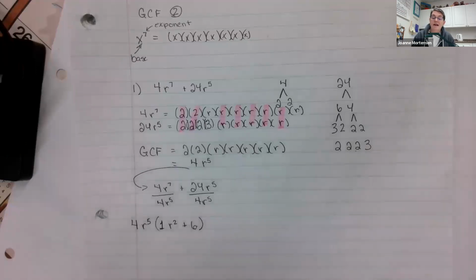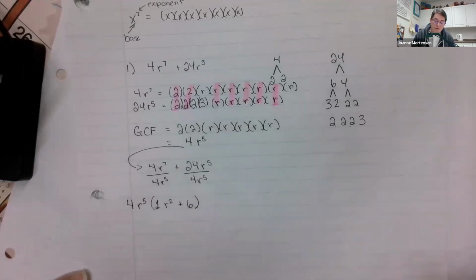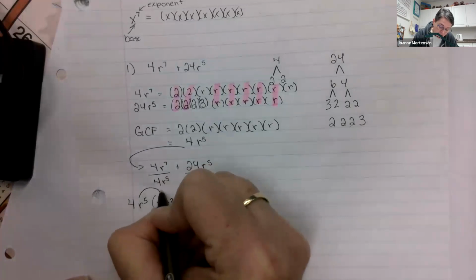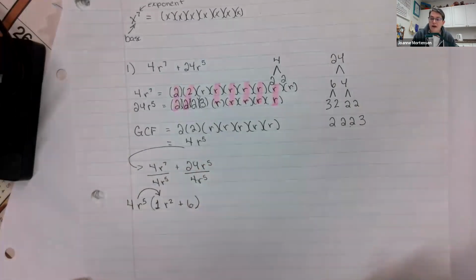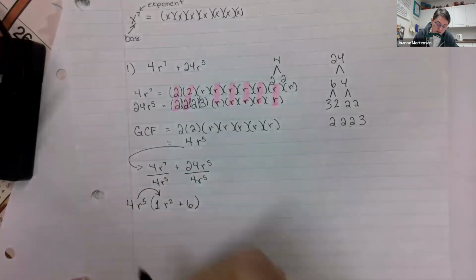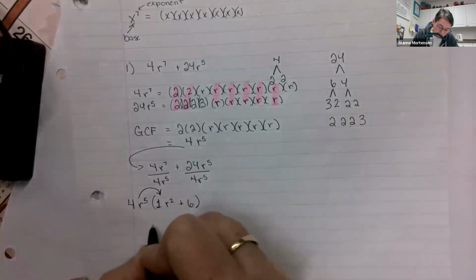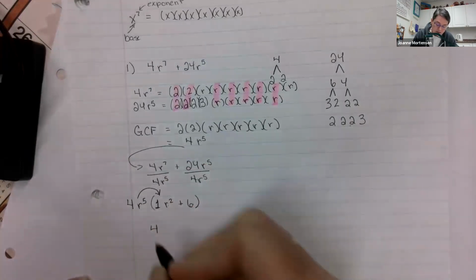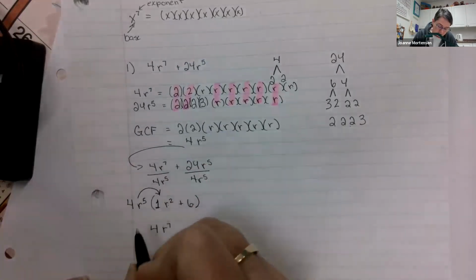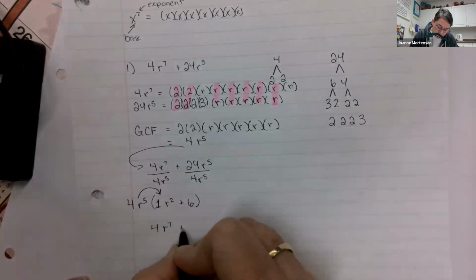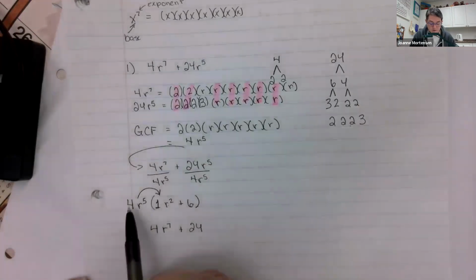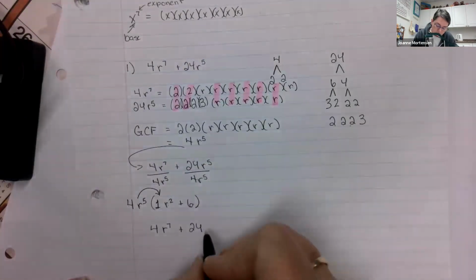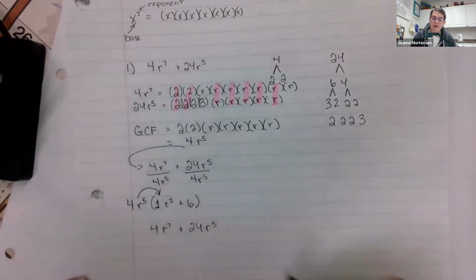If I ask you to check, or if it's an important question, you can also always just distribute back, just multiply. Because that's the point of factoring, is you need to be able to multiply back to get that original answer. So 4 times 1 is 4. R5 times R2, when you multiply, you add your exponents. That's going to give me R7. 4 times 6 is plus 24. Sorry, 4 times positive 6, 24. And we bring the R5 along. And ta-da.